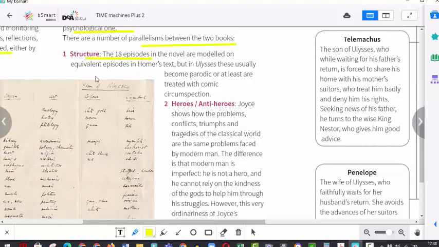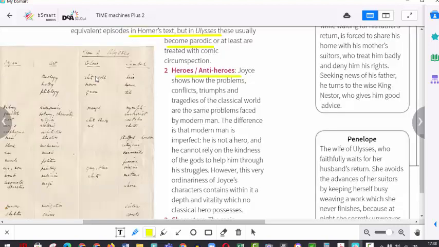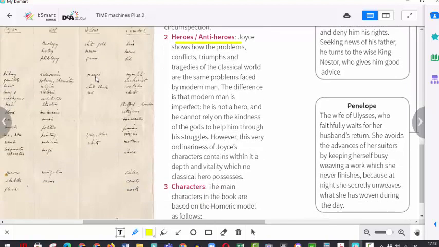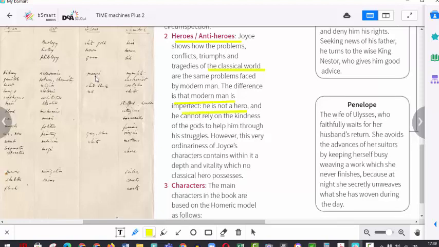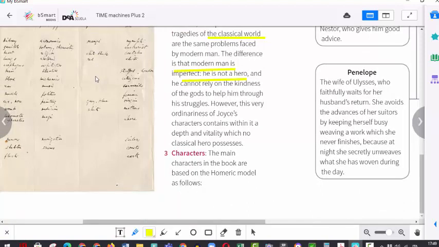It's divided into 18 episodes, modeled on those that we can find in Homer's text. Of course, they are kind of parody, heroes and anti-heroes. While the problems of the classical world were dealt with by heroes, and Ulysses is the example, here the problems, conflicts might be the same, but modern man is the opposite of a hero, is imperfect, and so he isn't helped by any gods. But what makes this work unique is the ordinariness of his characters, because there is a vitality that we cannot find in classical heroes.